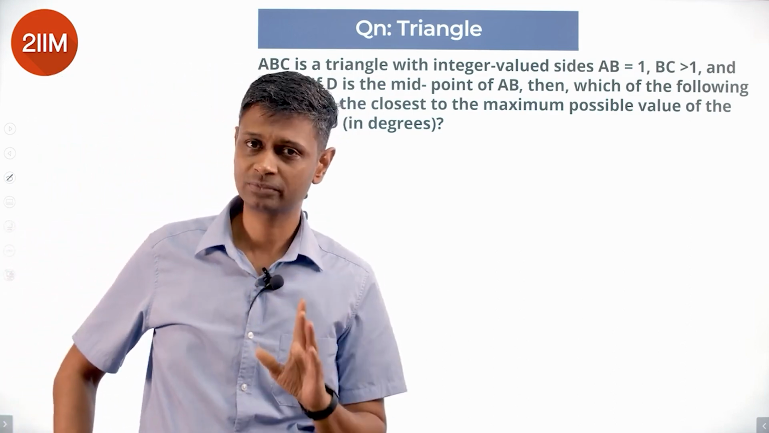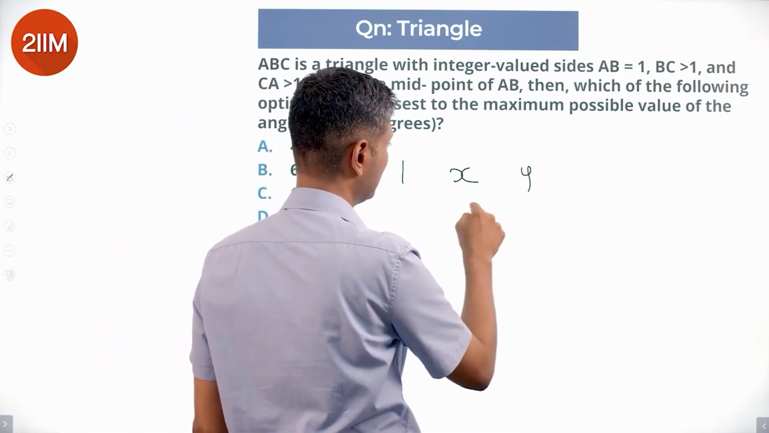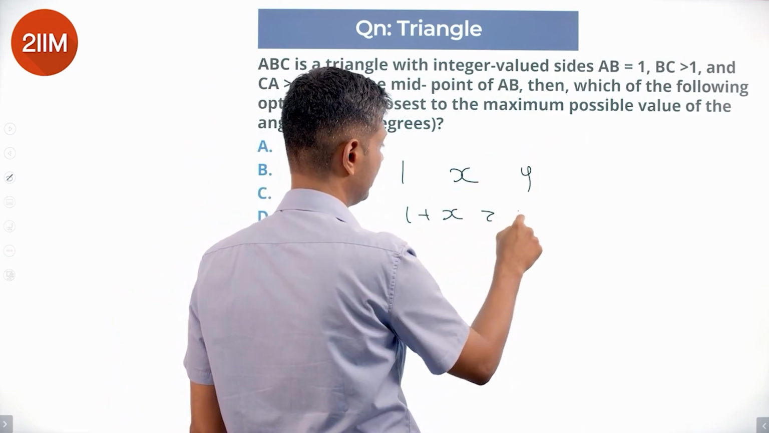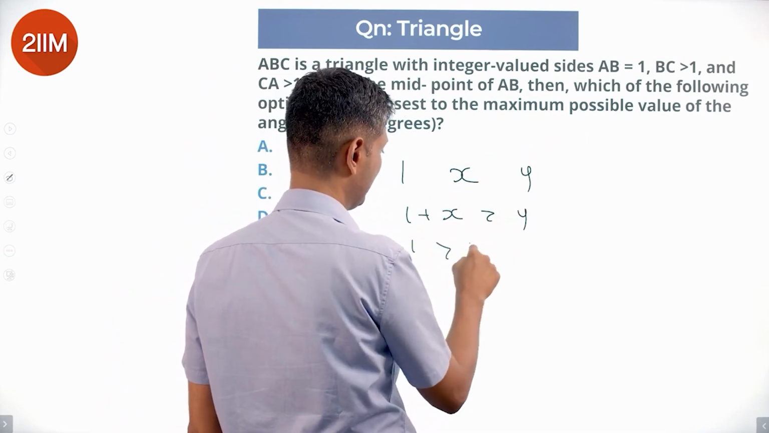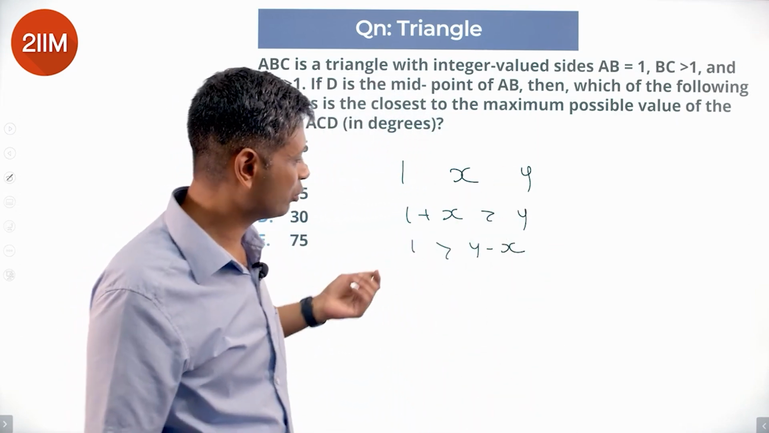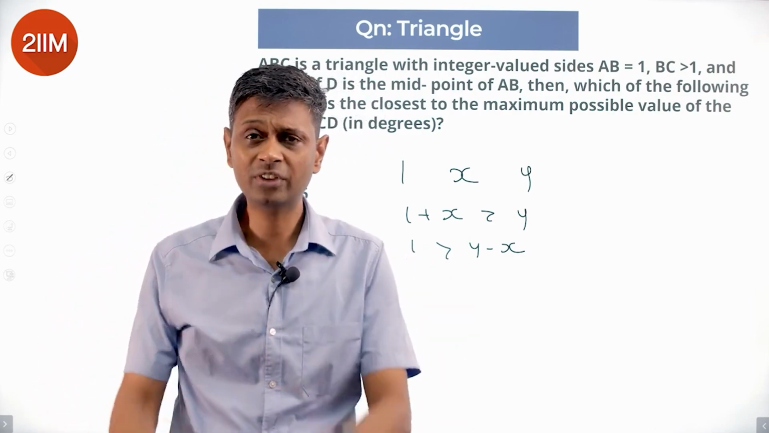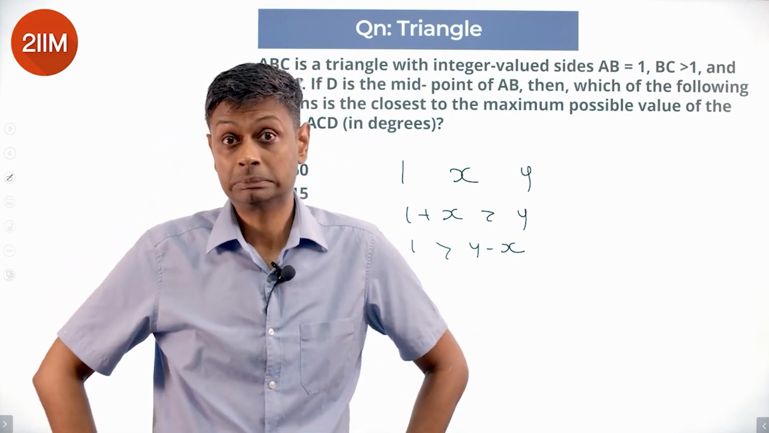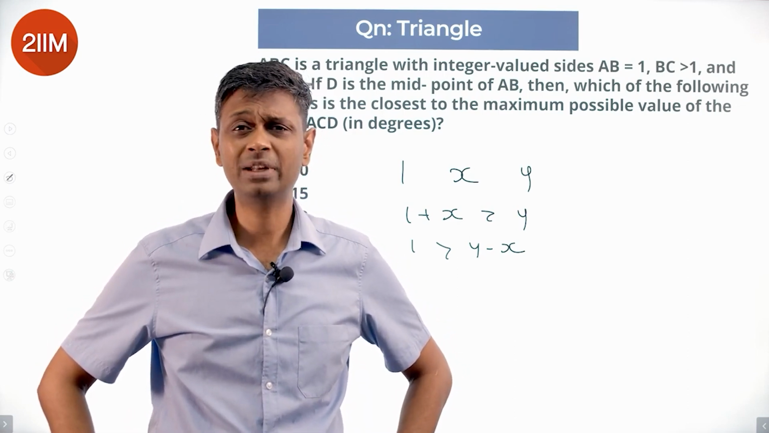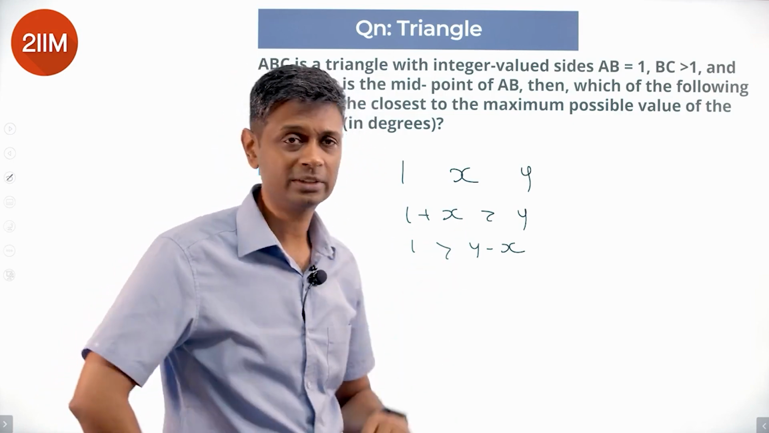One side is 1. So think about it, integers: 1, x, y. If y is the longest side, we know 1 plus x is greater than y, or 1 is greater than y minus x. y minus x should be less than 1. y and x are integers. Difference between two integers should be less than 1. How is that even possible? It can be only one instance, y is equal to x.